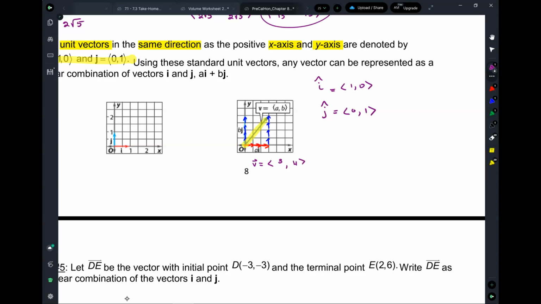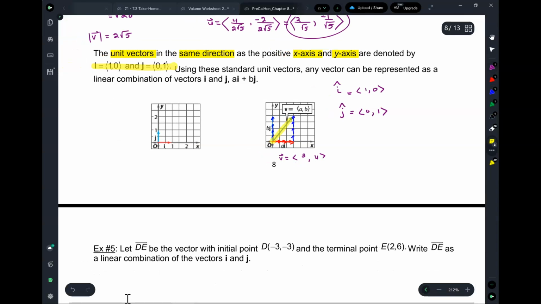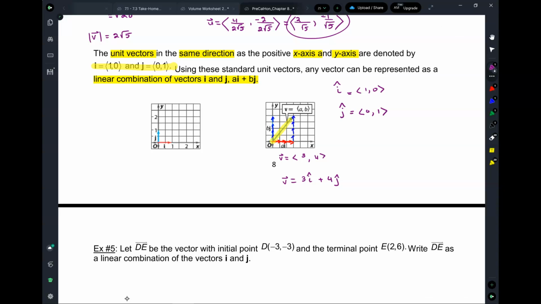Now, any vector can be written that way, but it can also be written as a linear combination of vectors I and J. So just like I can write V in component form 3 comma 4, I can also write V as 3 I hat plus 4 J hat. And if that was 3 comma negative 4, it would have been 3 I hat minus 4 J hat.